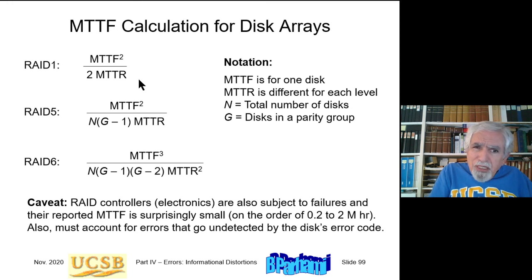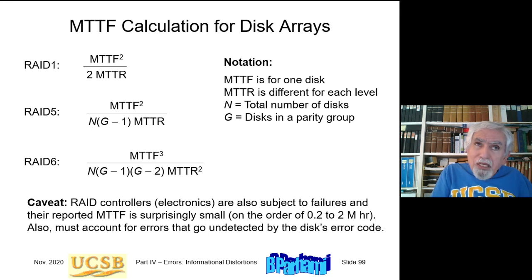You see that MTTF squared means if MTTF is large, this is a huge number. MTTR is typically a small number, so MTTF improves greatly. Here too, you have MTTF squared, but you also have G-1 in the denominator. So the MTTF increase is not as large. This 2 is because n is equal to 2 there. Here you also have n, but also you have G-1. And then RAID 6, because it tolerates 2 errors, you have MTTF cubed, MTTR squared.